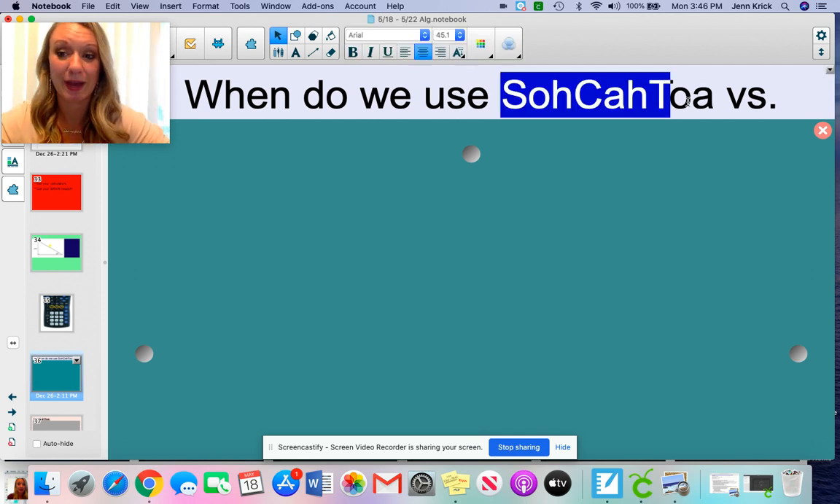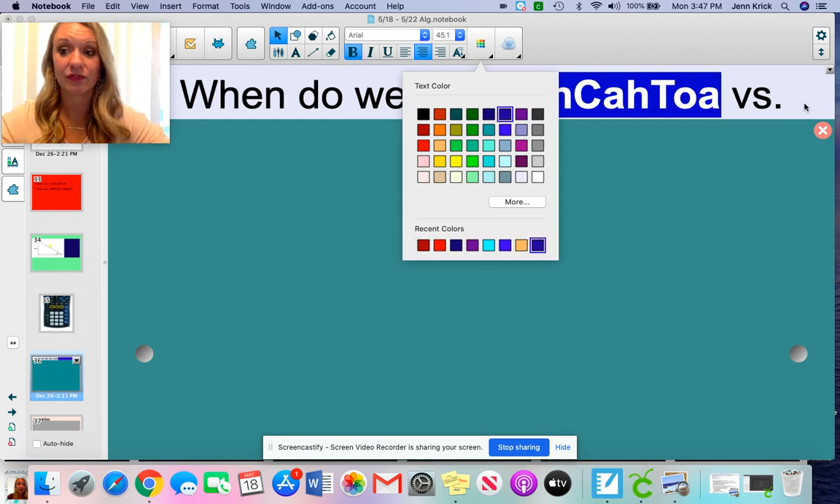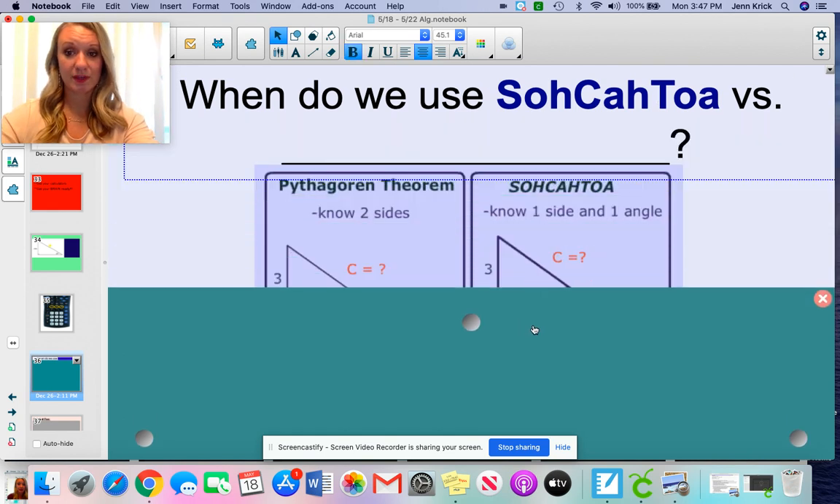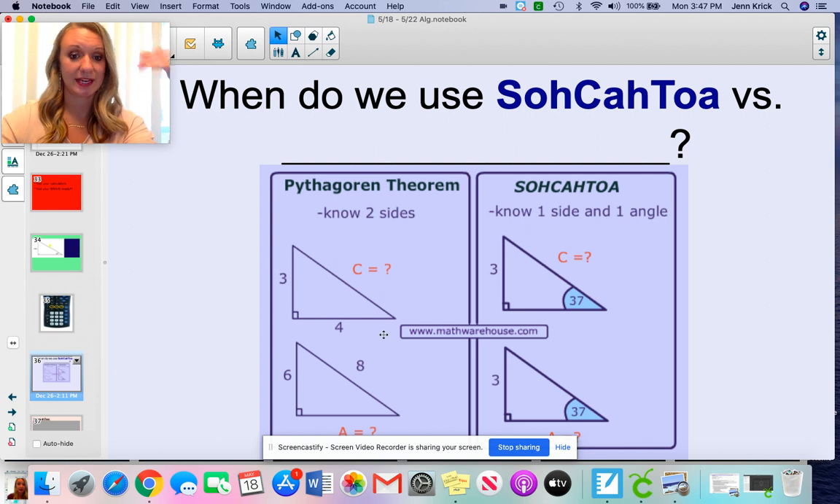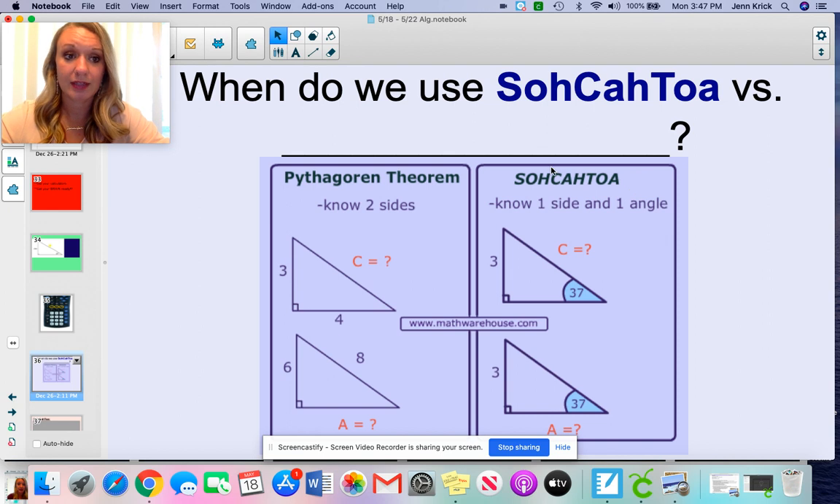This might be the first time you're seeing it. It might not be. This is actually an acronym. Every single letter represents something. So when do we use Sohcahtoa versus the Pythagorean theorem? Now, we just talked about the Pythagorean theorem, how we can use a squared plus b squared equals c squared to find our missing sides of triangles. I'm sure you're used to seeing 3, 4, 5 here, or you can plug this into your theorem and find your missing side length. We use Sohcahtoa as a tool for when we need to find a side length, but we only have one side and one angle. That's the difference between the two.